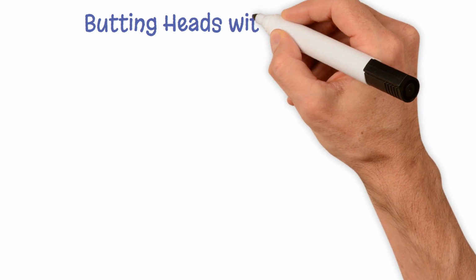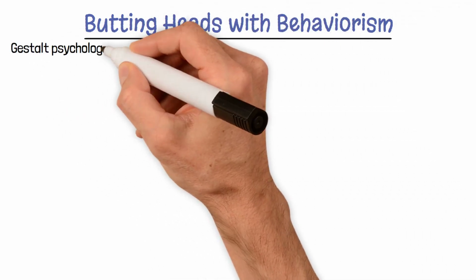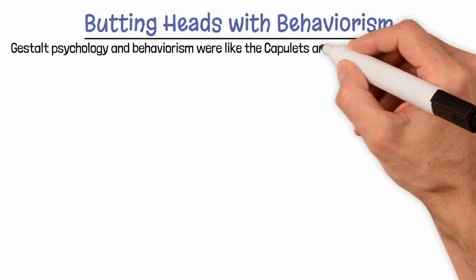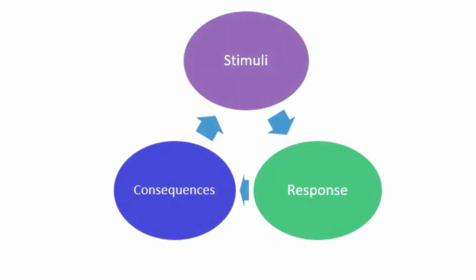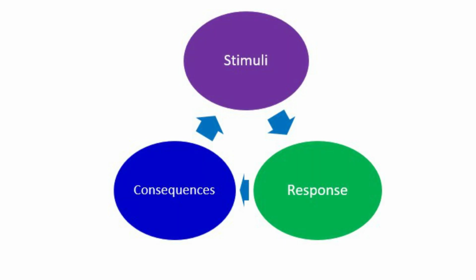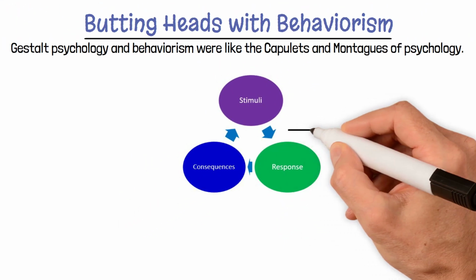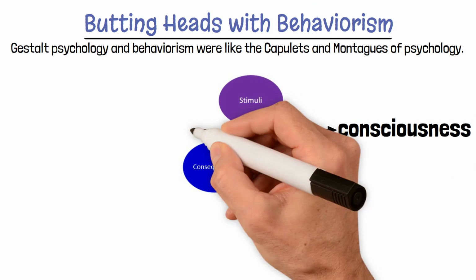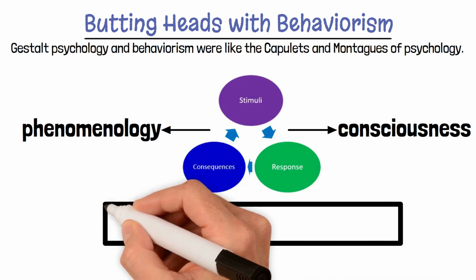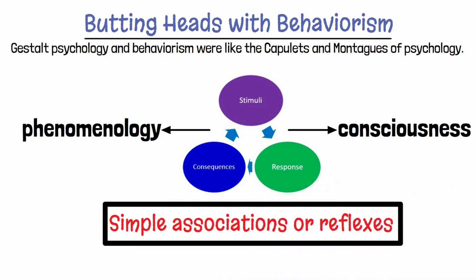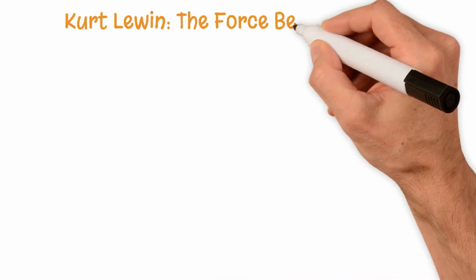Butting heads with behaviorism. Now, let's talk rivalry. Gestalt psychology and behaviorism were like the Capulets and Montagues of psychology. Behaviorism, with its focus on observable behavior and rejection of mental processes, was the antithesis of what Gestalt psychology stood for. Gestalt theorists embraced the study of consciousness and phenomenology, arguing that psychological phenomena couldn't be reduced to simple associations or reflexes.